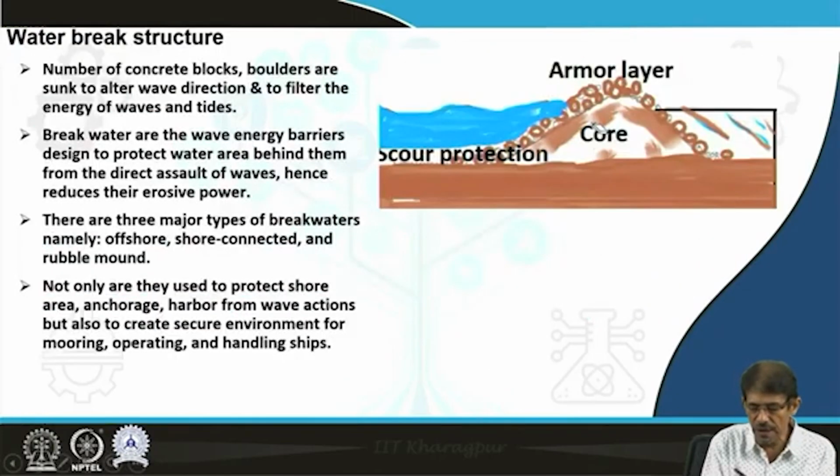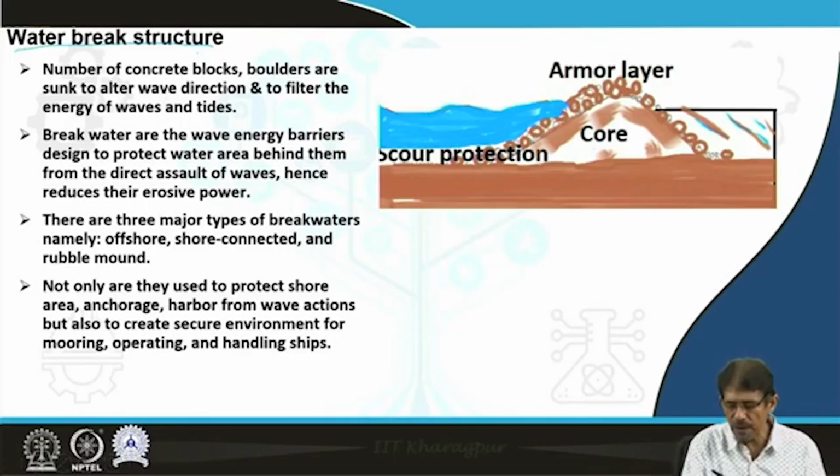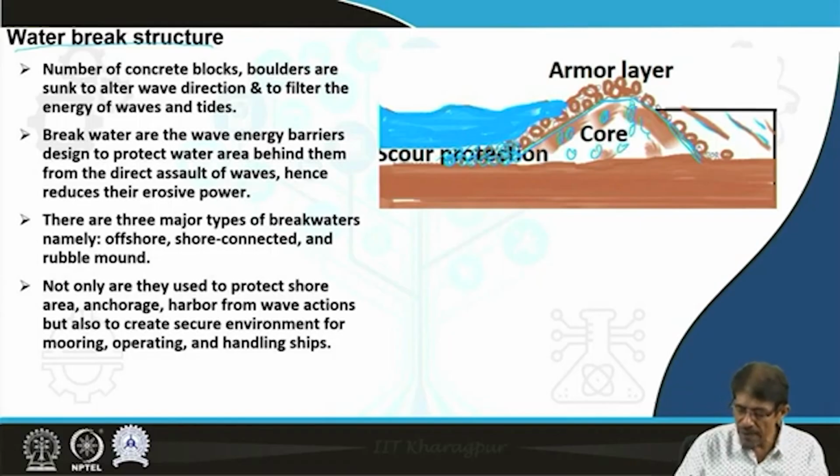Another structure is the breakwater structure, which is utilized only to break the water. You can see it is very simple. We make some protection here at the toe of the structure, made up of either concrete or masonry as a core, and a number of boulders are fixed on the top. This is the armor layer, and this is the bottom layer or the upper part of the core. This armor layer is covered by boulders.